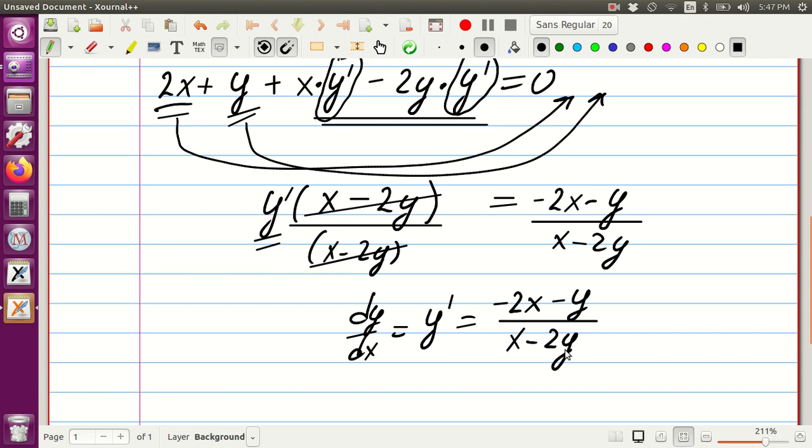And that concludes this exercise. This is our answer. As you can see, inside of the answer we still have y, but it is normal for implicit differentiation, so we shouldn't worry about it too much.